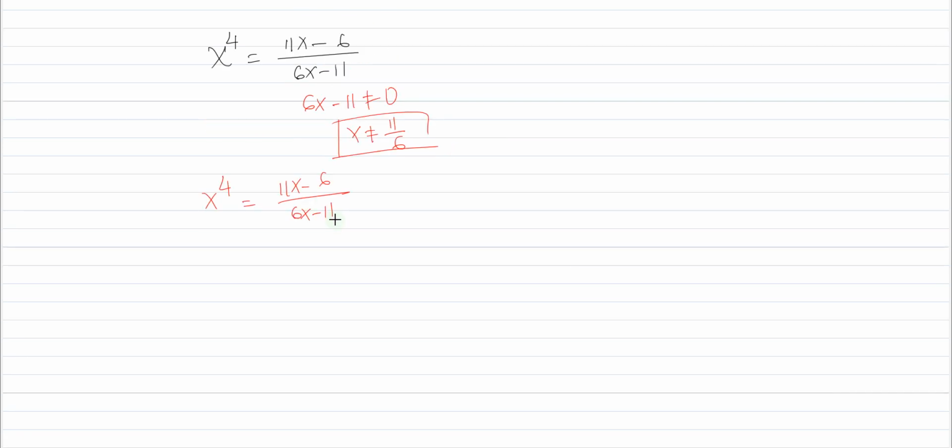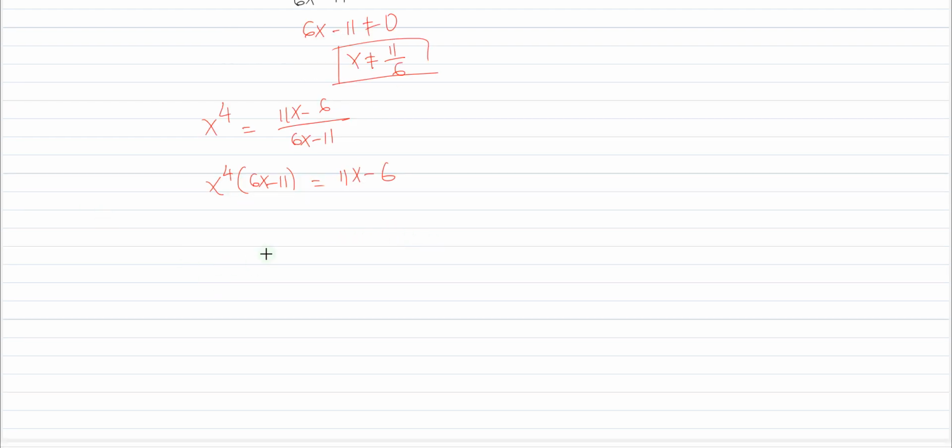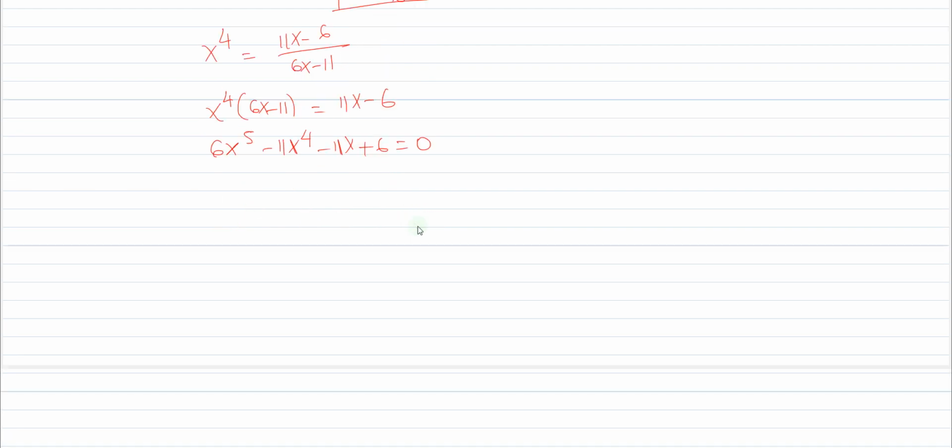Now, multiplying this one with this, we have x to the 4 times (6x minus 11), and this is 11x minus 6. So now we have 6x to the 5 minus 11x to the 4 minus 11x plus 6, and this is equal to 0.